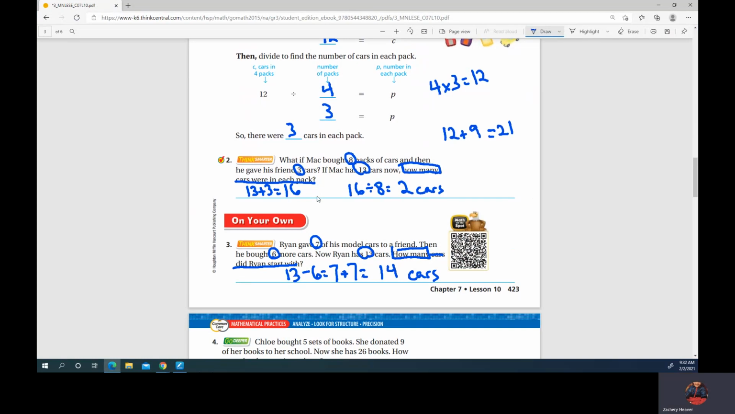So he gave 7 to his friend, and then he bought 6 more. When he bought 6 more, it gave him 13. But that's not what he started with. He got this later. So we take 13, we minus 6, because that's going to give us 7. So that's what he had after he gave his friend cars. When he gave his friend 7 cars, he had 7 left. But what he started with before, we got to add that 7 back, which makes 14 cars.